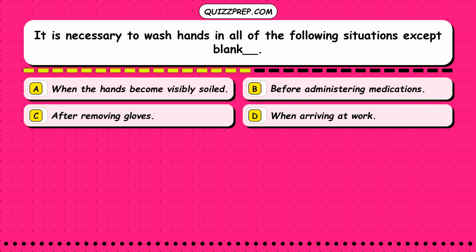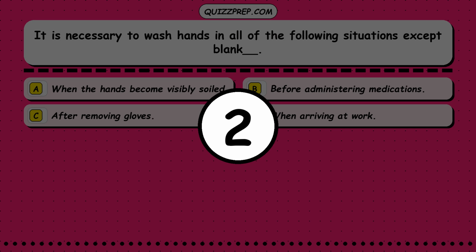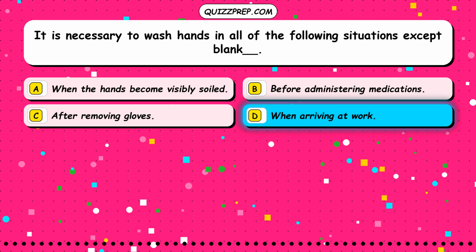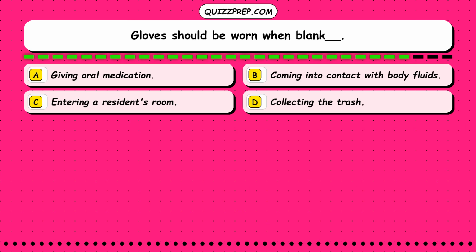Option A. When the hands become visibly soiled. Option B. Before administering medications. Option C. After removing gloves. Option D. When arriving at work. The correct answer is option D. When arriving at work. Question 246.